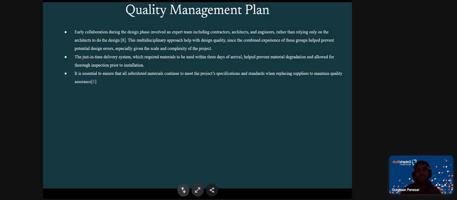The just-in-time delivery system, which required materials to be used within 3 days of arrival, helped prevent material degradation, such as rust or anything else bad happening to the materials, and it allowed for thorough inspection prior to installation. It was also intended to ensure that all substitute materials continue to meet project specifications, even when replacing suppliers, to maintain quality assurance and make sure the material in place still meets the project standards.